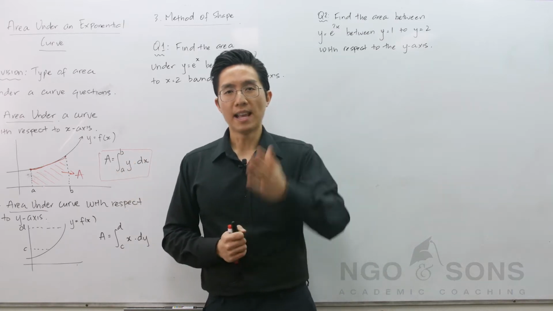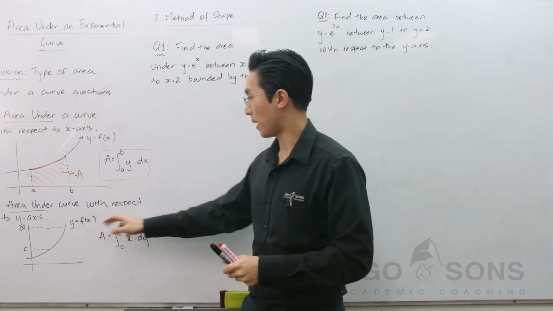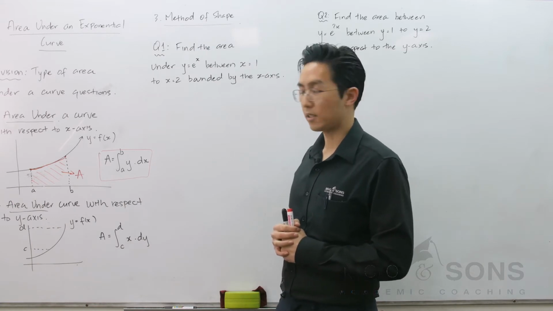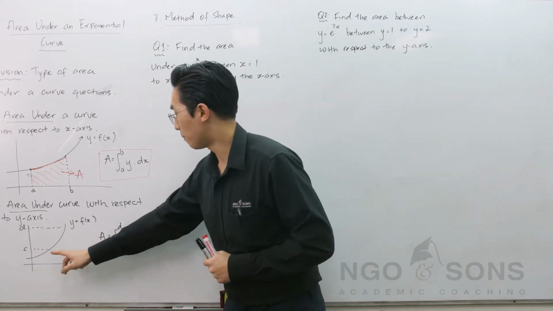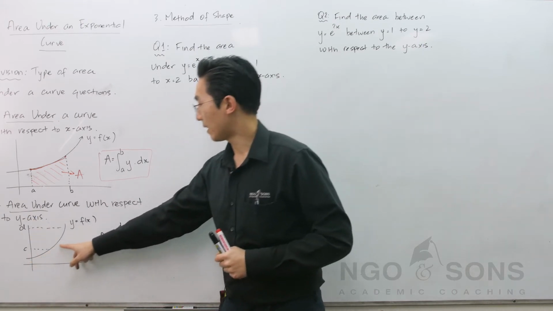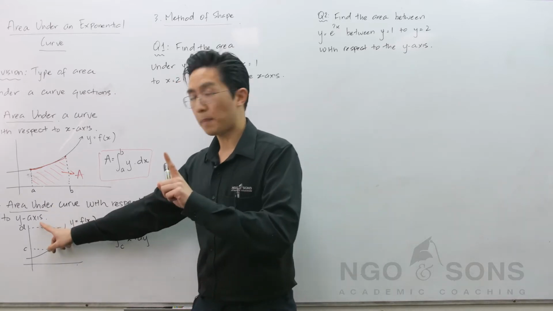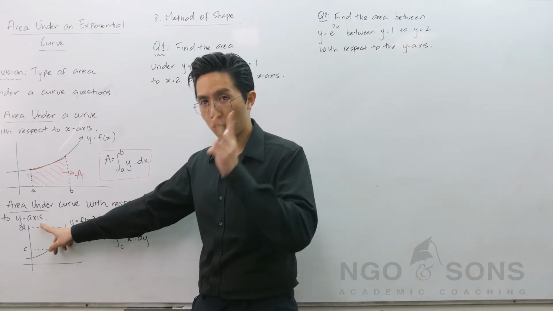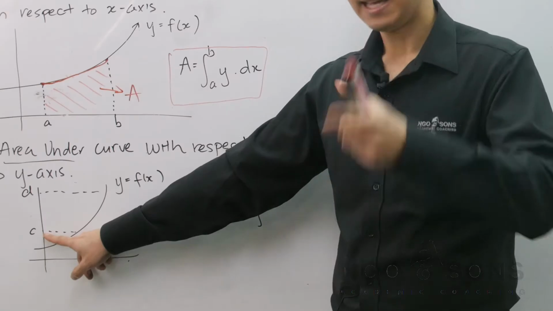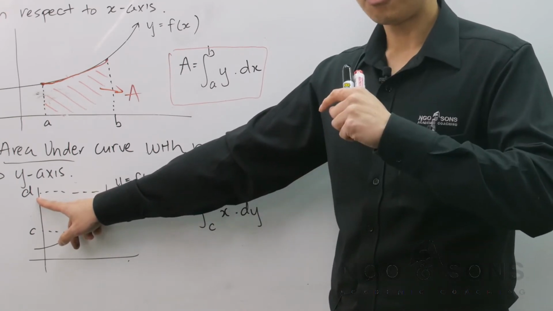So that's type 1. Let's have a look at type 2. Type 2 is an area under a curve with respect to the y-axis. Again, if I could draw your attention to the diagram on the left-hand side, bottom corner. There's the y-axis, the x-axis, and the curve, which I'm going to label y equals f(x) again. Since it's with respect to the y-axis, I'm going to label two points: C, which is on the y-axis, and D, which is also on the y-axis. I'm going to beam these two points to the curve.